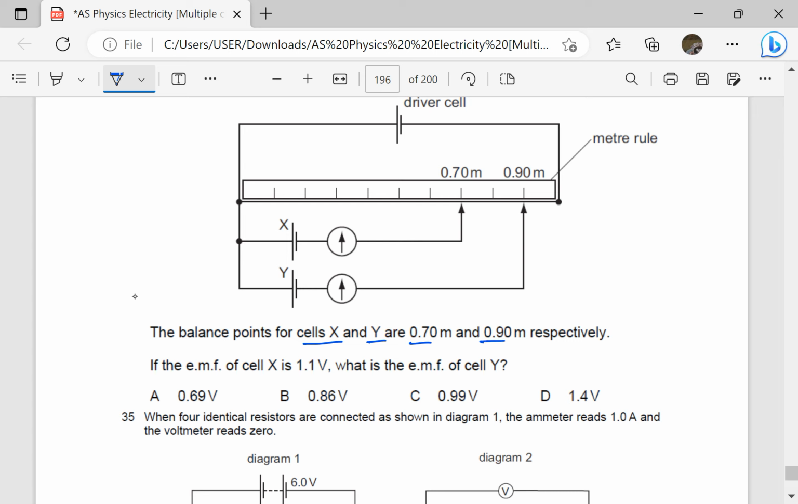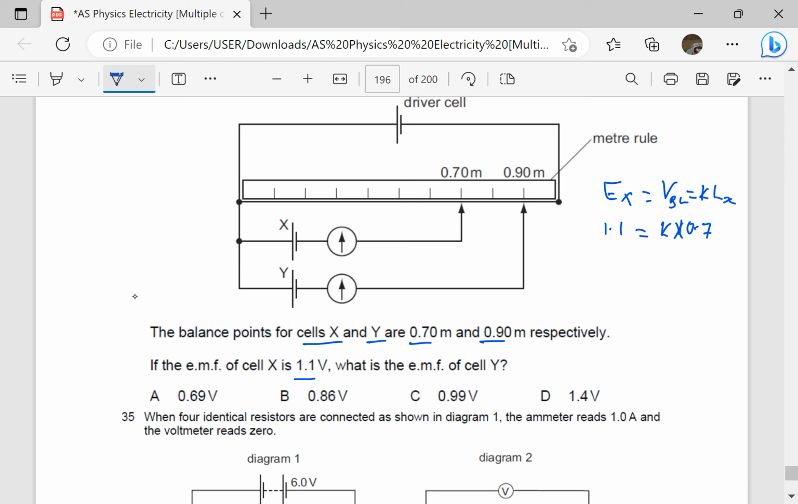If the EMF of cell X is 1.1, remember the EMF of X is going to be equal to the PD across the balance length. The PD across the balance length is going to be equal to a constant times the balance length, which I'm calling Lx. So the EMF of cell X is 1.1, which should be equal to a constant K times the length X, which is 0.7.